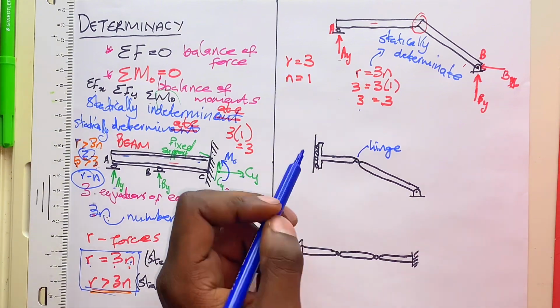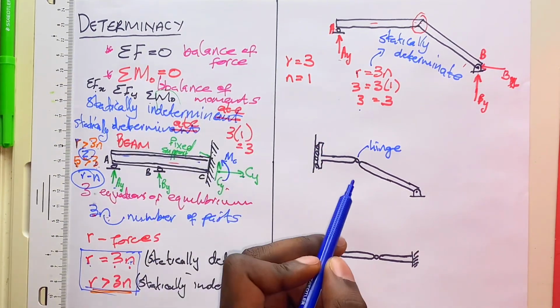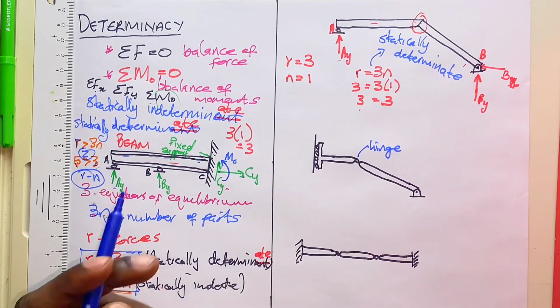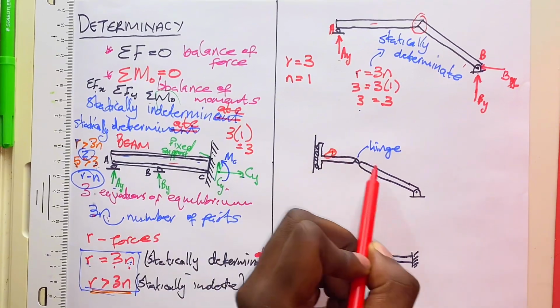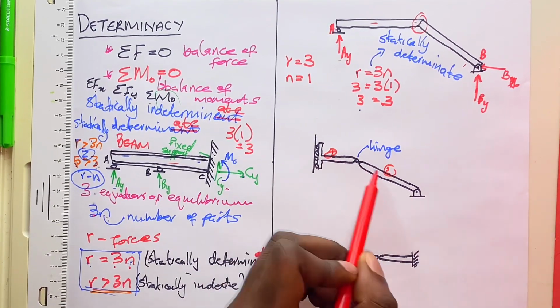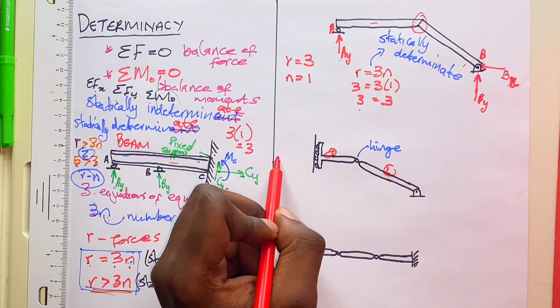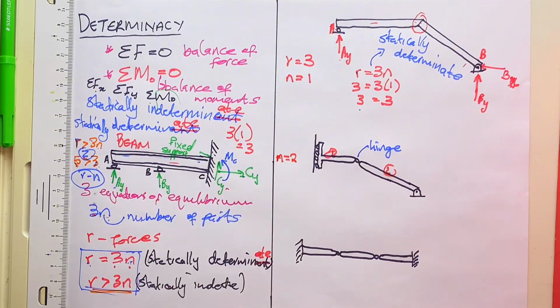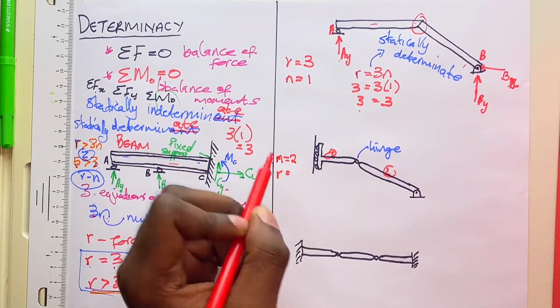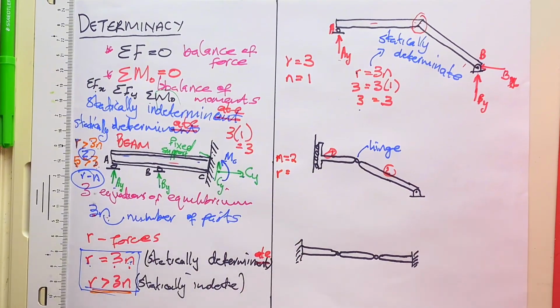Therefore, now we are going to separate the two parts. We already know that our n is equal to 2 because we have part 1, which is this one, and part 2, which is this one. So our n is equal to 2. What about our r though, which is the number of unknown forces?